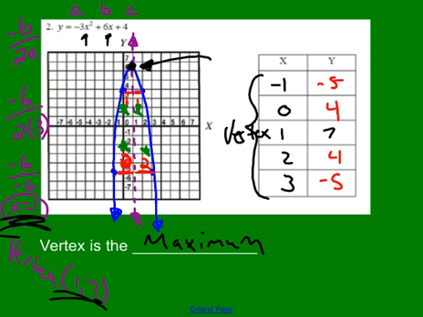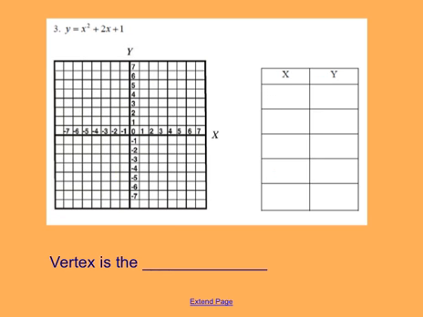Other than that, you got to be comfortable subbing in all these values. So let's try 3. Okay, 3 I'm going to start. Negative b over 2a is my vertex, or is my x value. Here, negative b is negative 2. And then it's 2a, and a is 1, so I have negative 1.